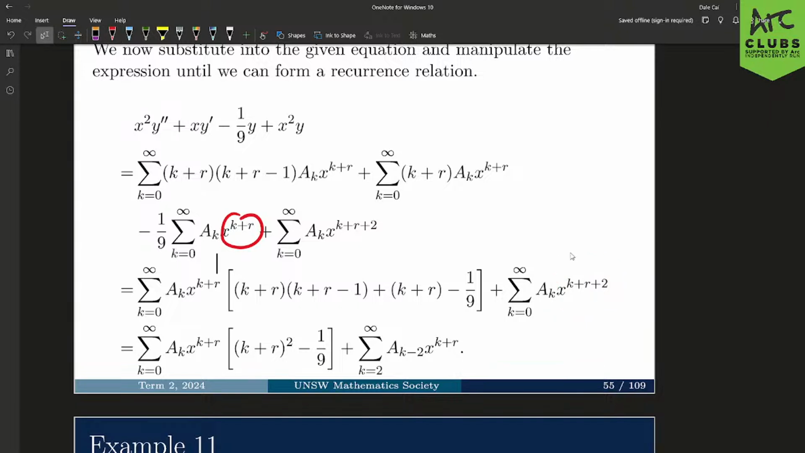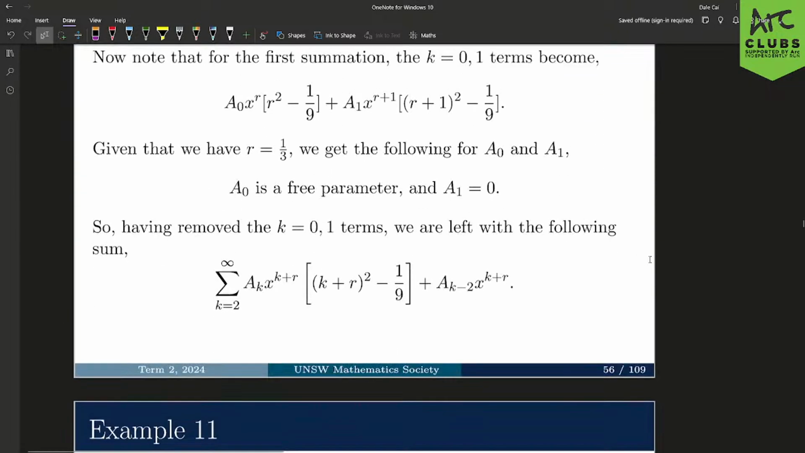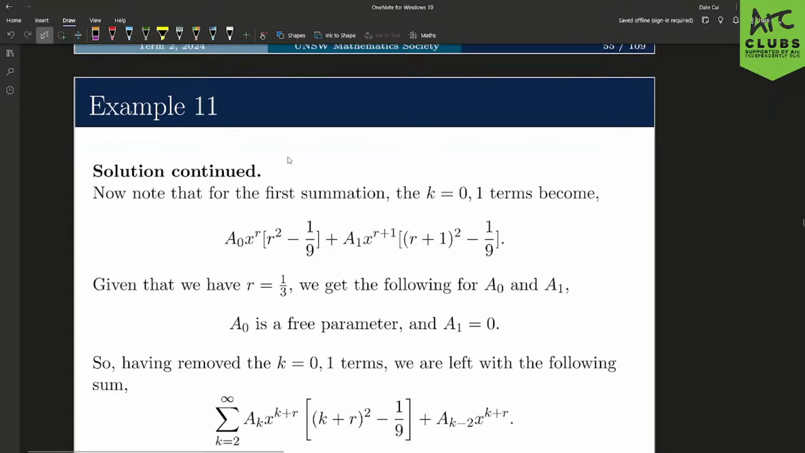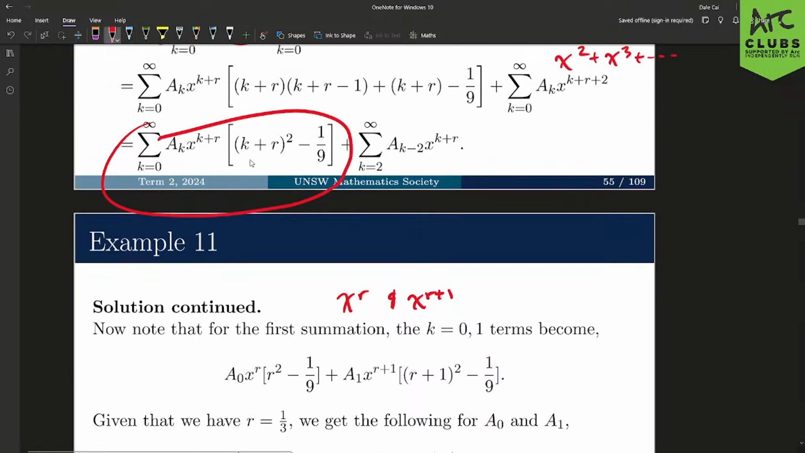And since this starts from x squared and then goes onwards, we can write out the first two coefficients, and then we combine these two together into one sum. Okay, so as I said, if we just look at the first two terms, the x to the r and the x to the r plus 1 terms, those only come from this first bit here. So sub in 0, sub in 1, you get these two terms.